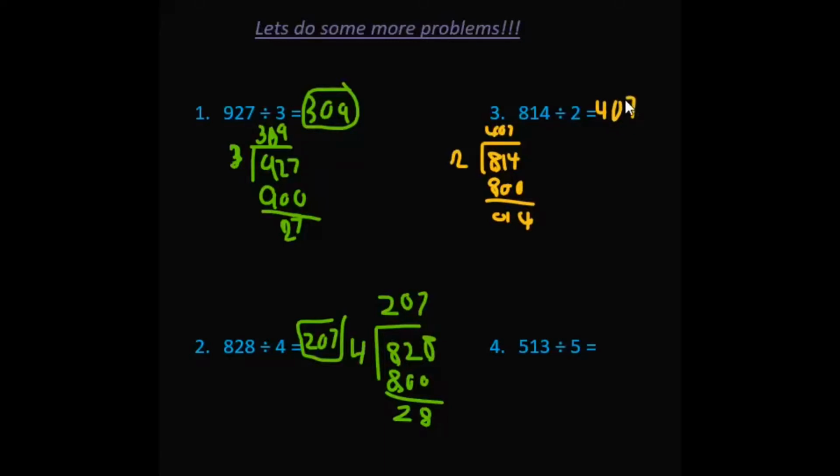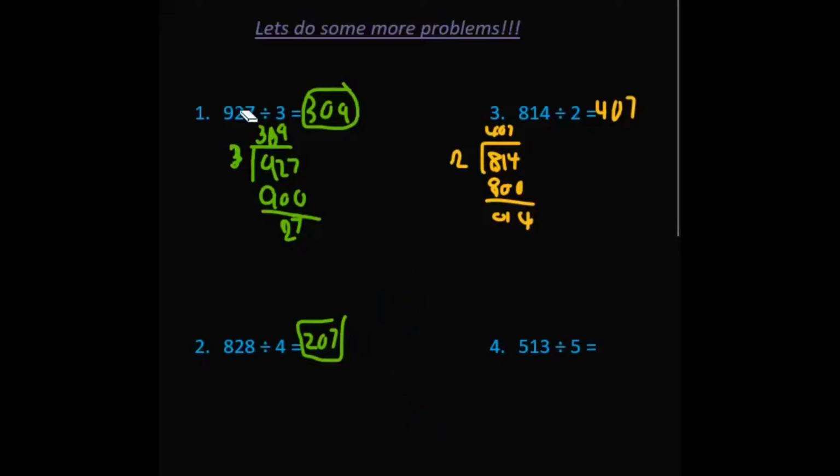So we got an answer of 407 for the third problem. Now let's move on to the fourth problem. Let me make some room for our work. Let me just raise this here. Okay, so let's do this now. Let's write down our 5. Let's draw our little hangman structure.